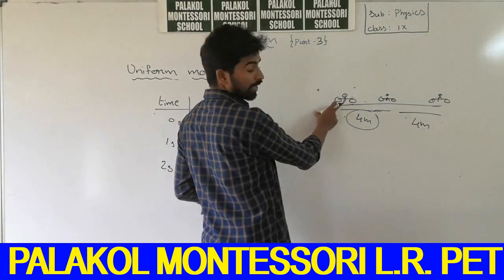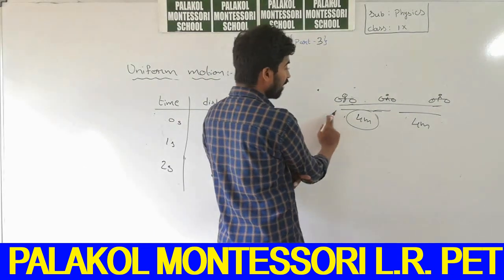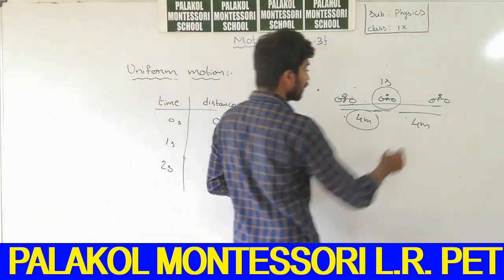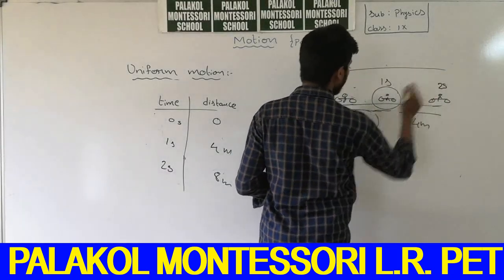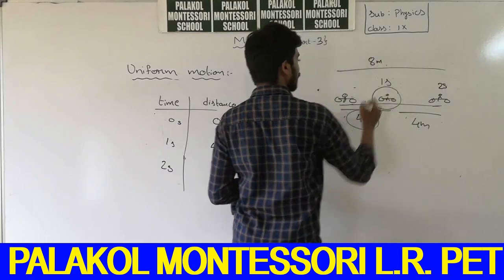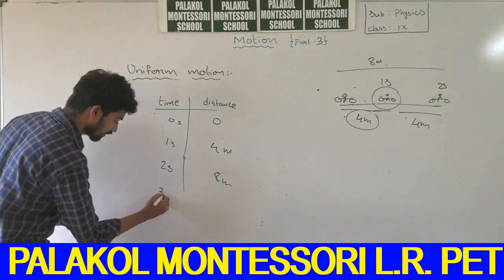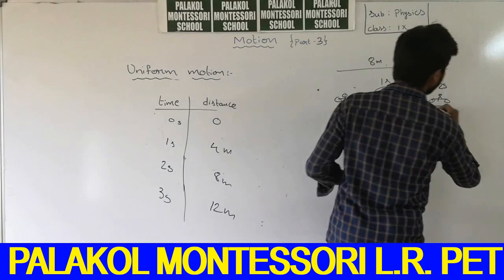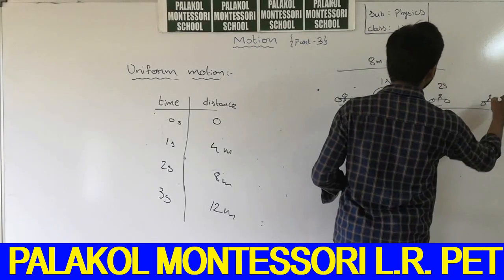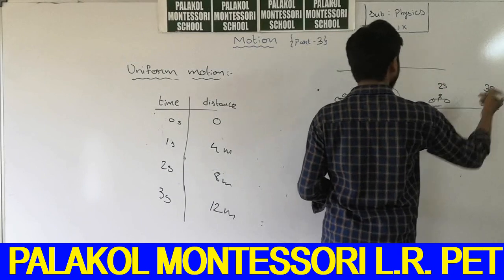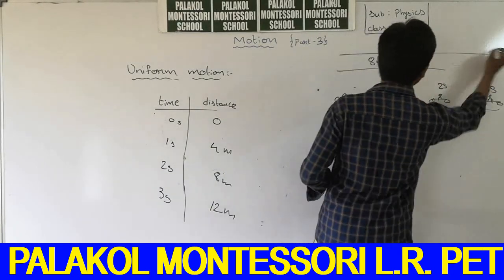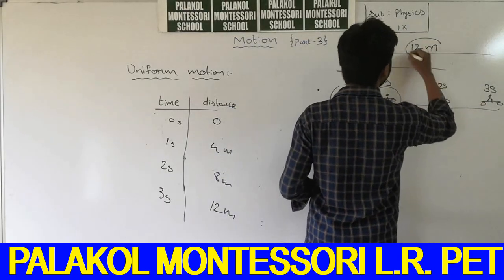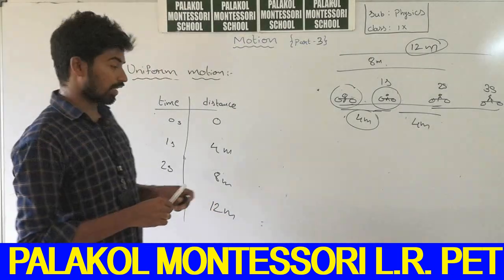Initially, at 0 seconds you are at the initial position, the distance traveled is 0. After 1 second, this is the position. How much distance have you covered? 4 meters. After 2 seconds, 4 plus 4, 8 meters. After 3 seconds, your distance covered is 12 meters. That means you have covered one more 4 meters. This is your position after 3 seconds. From starting to ending you have covered a distance of 12 meters.